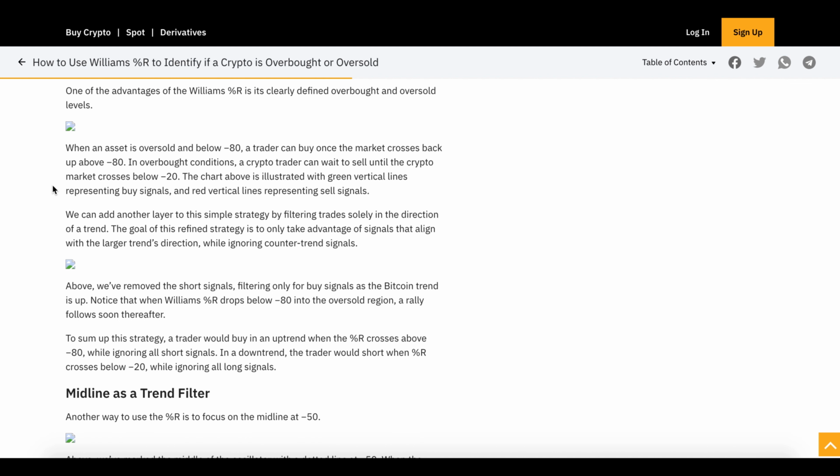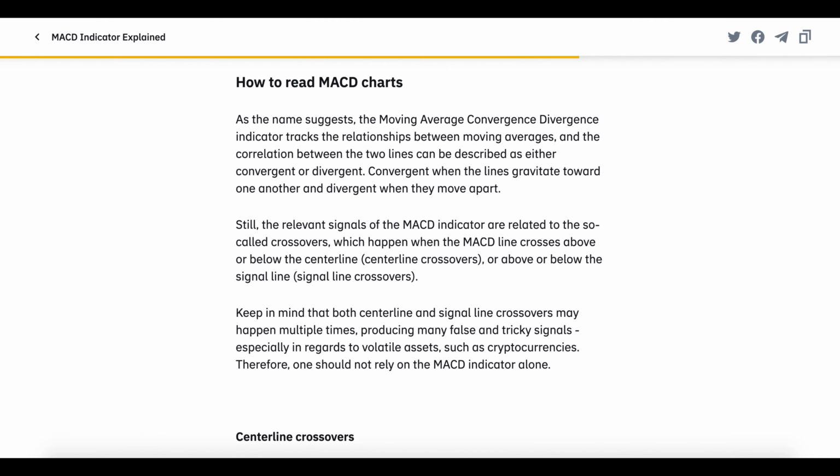When an asset is oversold and below -80, a trader can buy once the market crosses back up above -80. In overbought conditions, a crypto trader can wait to sell until the crypto market crosses below -20. And for the last, let's go into MACD. So how to read MACD charts.